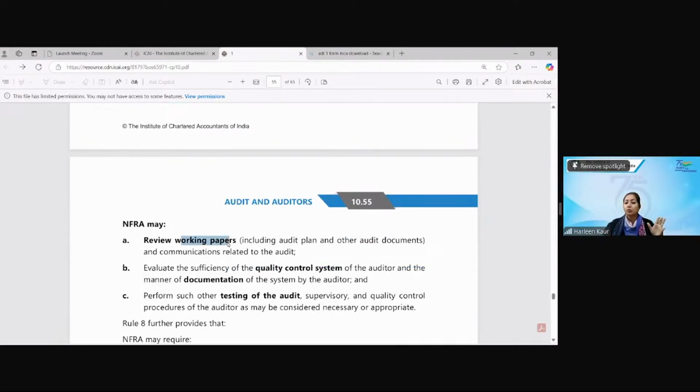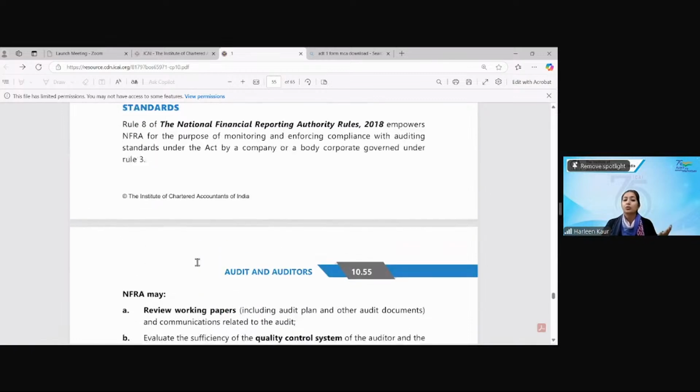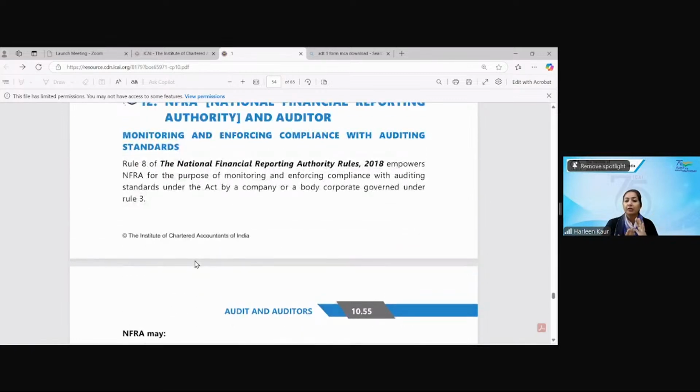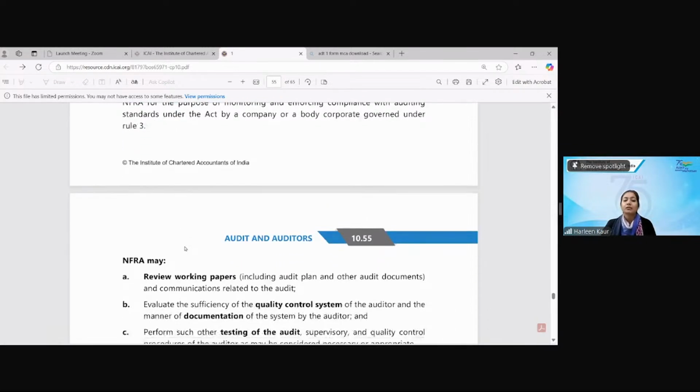So NFRA can review the working papers. How is NFRA going to do this? वो कह रहे हैं वो monitor करता है and compliance ensure करता है, but how are they going to ensure this? Monitoring and enforcing compliance with auditing practices, how the NFRA and auditors are related, this is what it is trying to tell you. It tells you that the NFRA may review the working papers. So NFRA will come and see how the audit plans and other audit documents are being made.